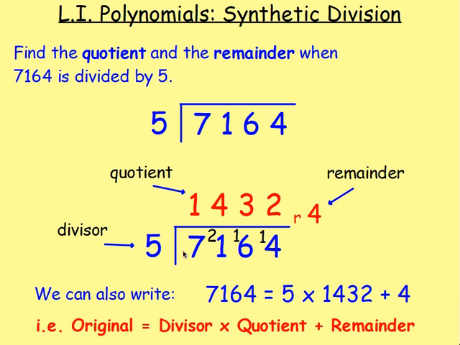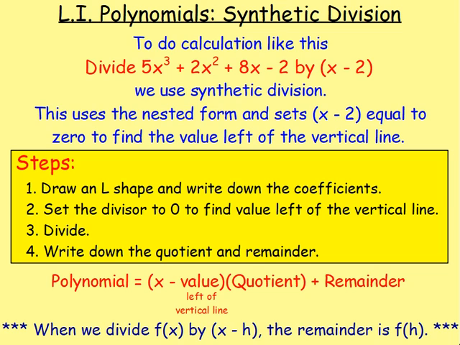You can also reverse this dividing calculation, and you could write it in this form where you've got the original number equals the divisor times the quotient plus the remainder. And sometimes when we apply that to polynomials, we're asked to write it in this form, just for fun. So, how does that get harder?